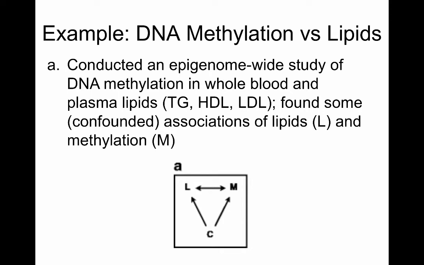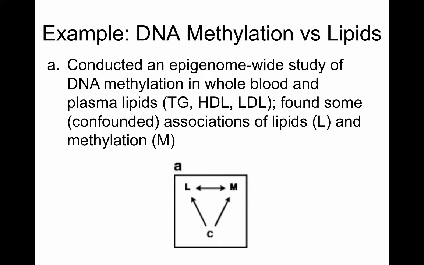Now let's go through an example of how these assumptions, to the best of our ability, can be tested in practice. This is from a paper by Dekkers and others on the relationship between epigenetic variation, specifically DNA methylation in blood, and plasma lipids. Again, things like triglycerides and various kinds of cholesterol. This study was done in a meta cohort of several European cohorts to the total of about 3,000 participants.